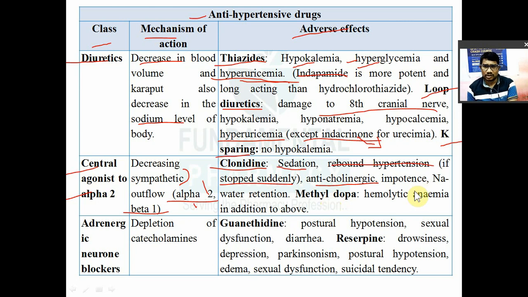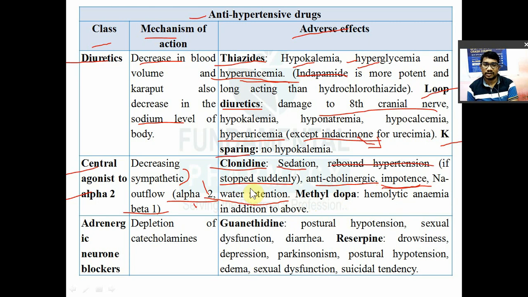It also produces impotence. It will produce impotence in males. So males will not be able to reproduce. Then it also causes sodium water retention. So basically it will cause edema, due to sodium water retention.